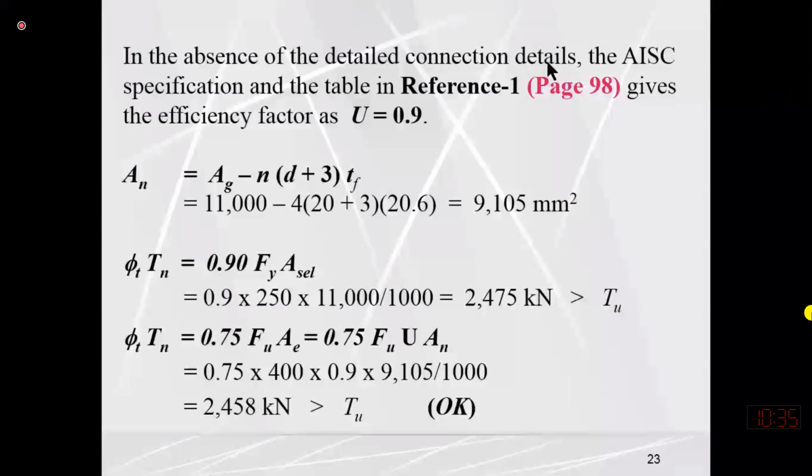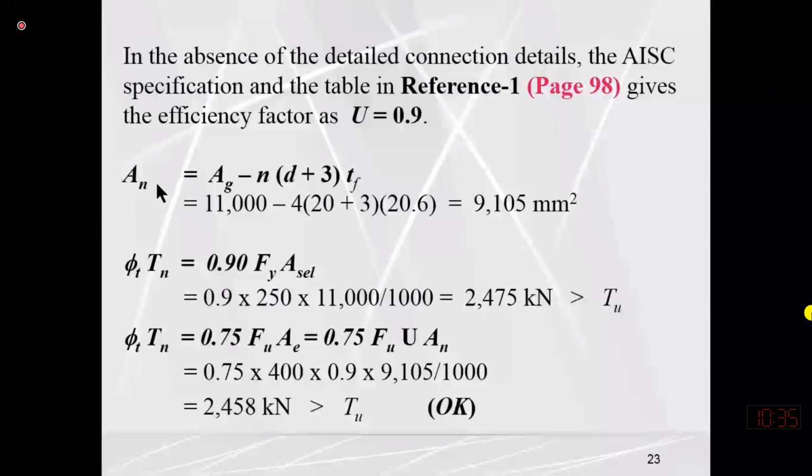If the length of connection is provided, we can compute the actual U value by the formula 1 minus X bar over L. But anyhow, from page number 98, BF over D value is more than 2 by 3D, so the U value will be 0.9. So we can now compute the net area. Because one hole is punched in each flange, at any section 4 holes are punched.